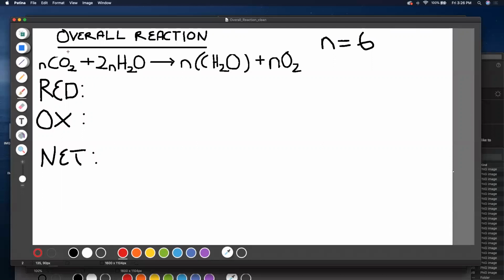oxygen is almost always 2- when it's paired with a different atom. So in this case, it's paired with carbon. So in order for this molecule to be balanced as far as oxidation states, the carbon must have a 4+ oxidation state.